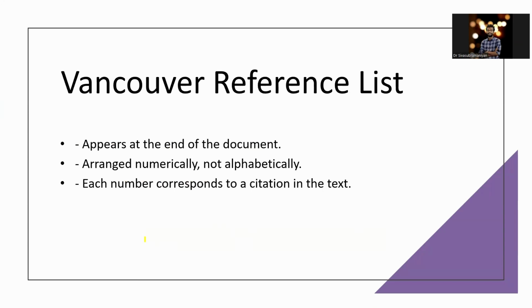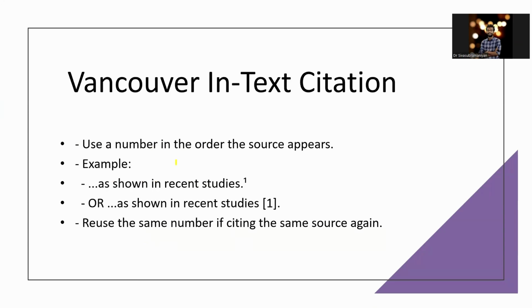So, Vancouver in-text citation, how to do it? For example, if you have a paragraph of introduction where you have taken multiple citations from various textbooks, journals, and whatever it is, you have to give citations in terms of numbers, either in square brackets or as a superscript. The numbering should be in order. It should start from 1 and go till whatever it is, maybe 100 or 250 or 30. So it should be in order.